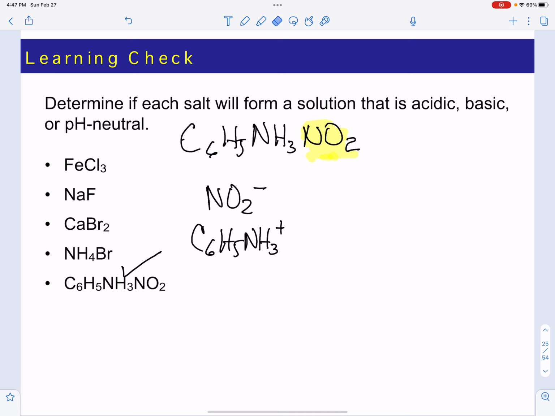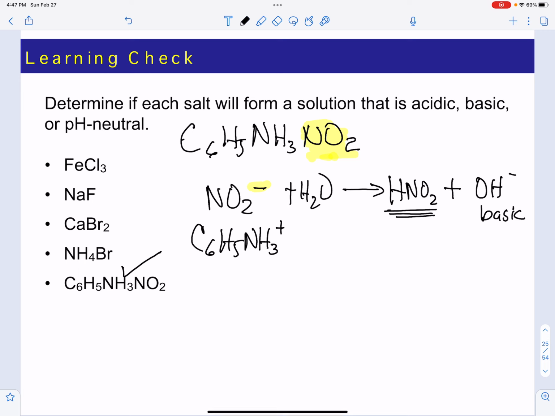So if we combine this with water, it's negative, so it wants to get a proton. That's going to give you HNO2 and OH negative, which will make this basic. Only if this is possible. So this is nitrous acid, which is a weak acid. Therefore, it will establish an equilibrium. So that means this will happen. If we can establish an equilibrium, that will happen. So that by itself is going to make the solution basic.